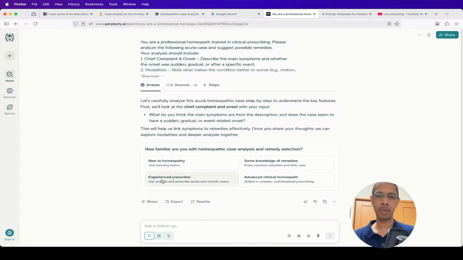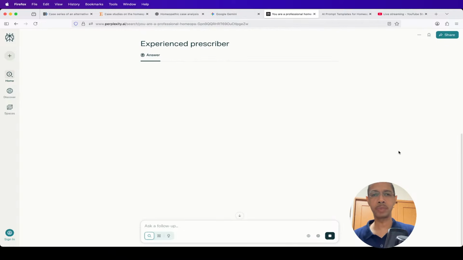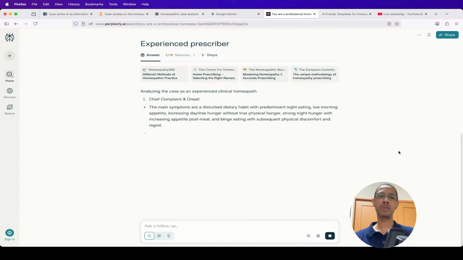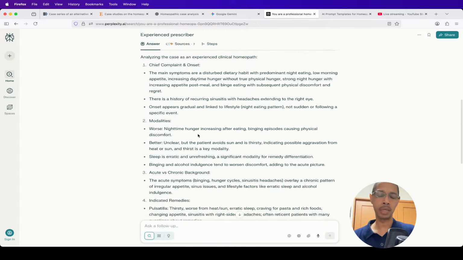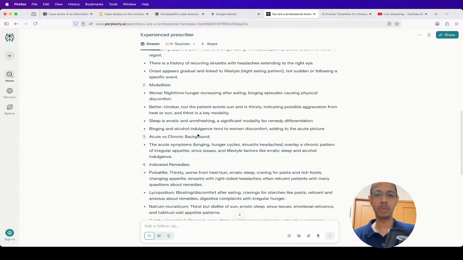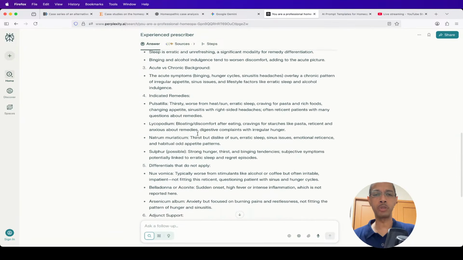So let's say here, I'm going to say that we're an experienced prescriber. See what kind of output it's going to give here. So, chief complaint: disturbed dietary habit, predominant night eating, low morning appetite. There's a history of recurring sinusitis. Again, the case is not an acute case. We're putting a chronic case into an acute prompt. But if you had it, it would pick up on the acutes.